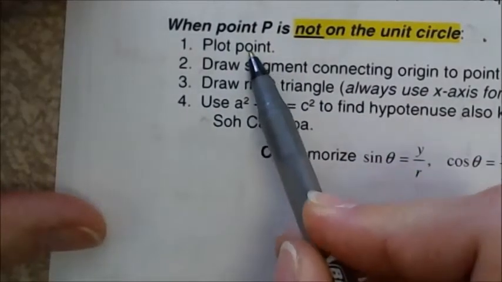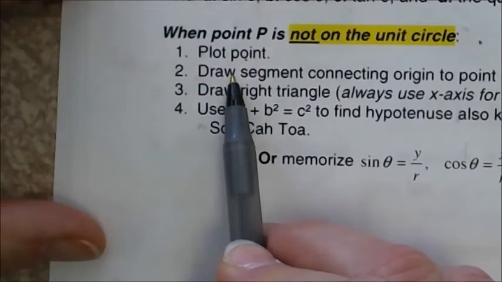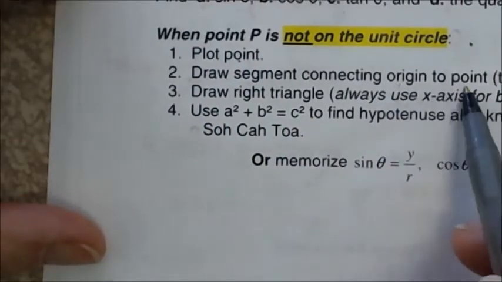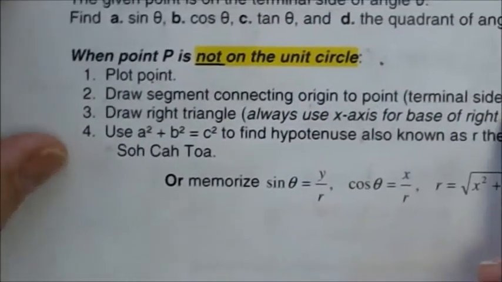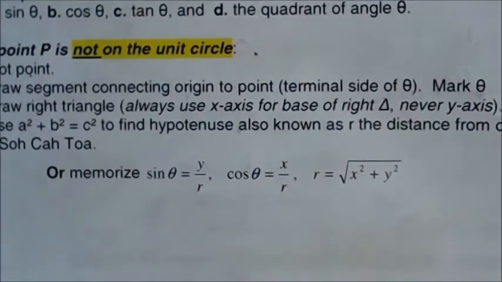First of all, you're going to plot whatever point they give you. That's pretty easy. Then draw a segment that connects the origin to that point P. That's going to be the terminal side of your angle theta. And then you're going to mark theta.